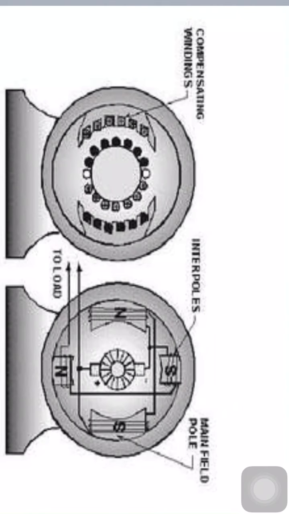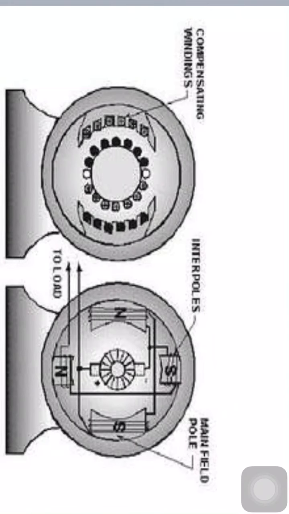The cross magnetizing effect of armature reaction may cause trouble in DC machines subjected to large fluctuations in load. In order to neutralize the cross magnetizing effect of armature reaction, a compensating winding is used. A compensating winding is an auxiliary winding embedded in slots in the pole faces.